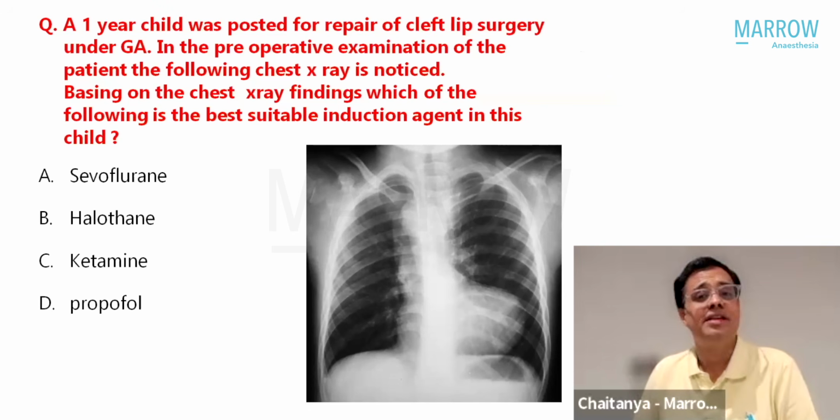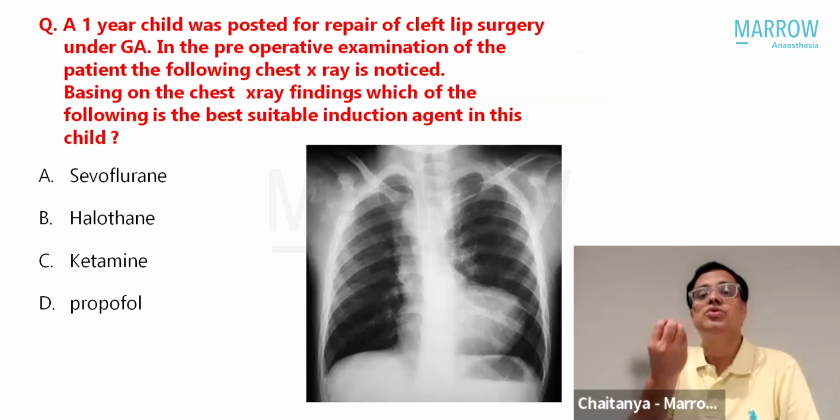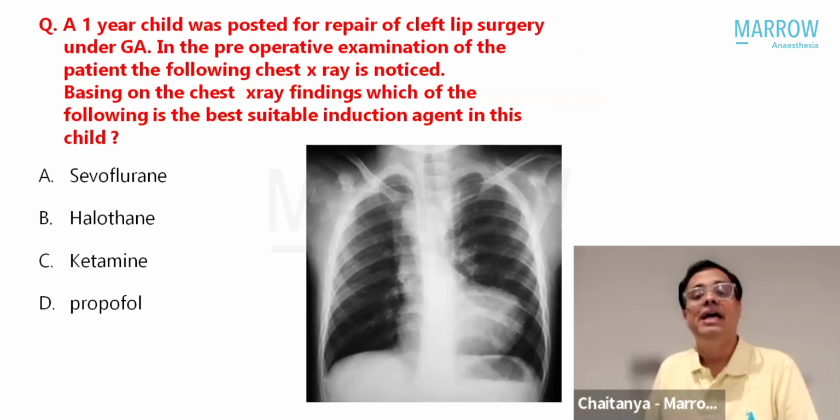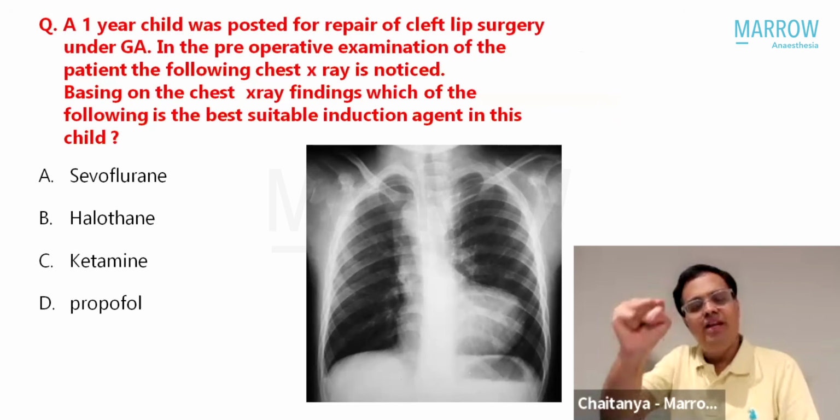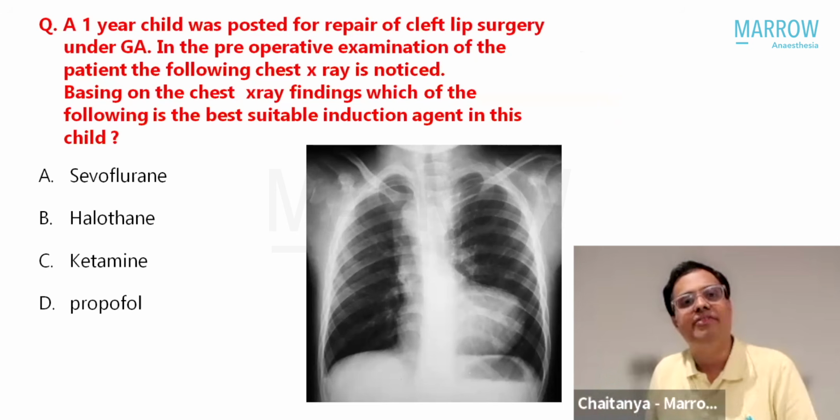Why is slow onset needed? Because most of the time, have you noticed, when you are inducing a child with sevoflurane, if the child is irritable, what will happen? If you give large doses, he will go into apnea. The moment he goes into apnea, because epiglottitis is already there, it will lead to a compromised airway. It's a compromised airway.